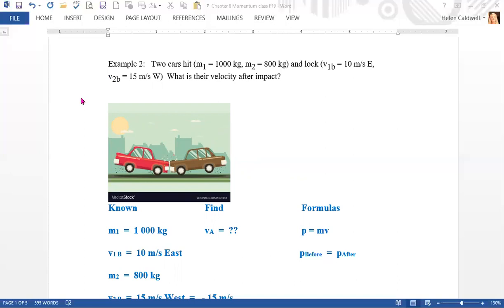So mass 1 is 1,000 kilograms, mass 2 is 800. The velocity of car 1 before is 10 meters per second east, so that must be my red car, it's going right. For car 2 before, that must be the brown car, it's going left, 15 meters per second west. And we want to know, what are they doing after they snag bumpers? Which way will they go and how fast?